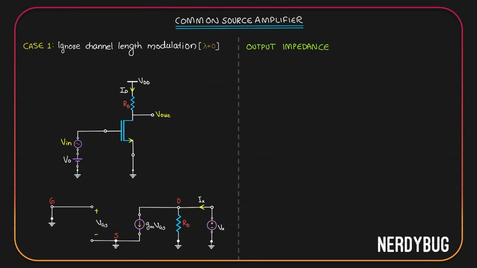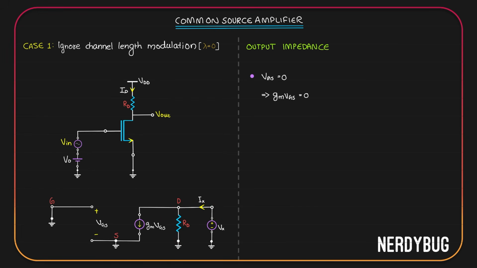The first thing we have to see here is that the gate is directly connected through the ground to the source, which means the potential difference between the gate and the source is 0. VGS is equal to 0. If VGS is 0, then what is gmVGS? Also 0. That means no current is flowing over here. In that case, we can say that all of Ix has to flow through RD itself.